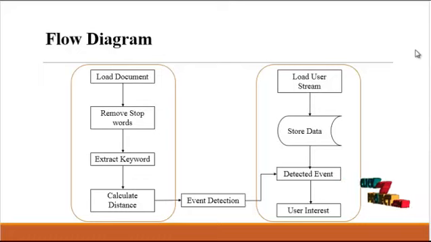The detected event should be called from that document dataset, and from the detected event we have to find the user interest based on the user stream which we loaded. So from this we can easily find out the hot events and also the user interest from the social media data streams.